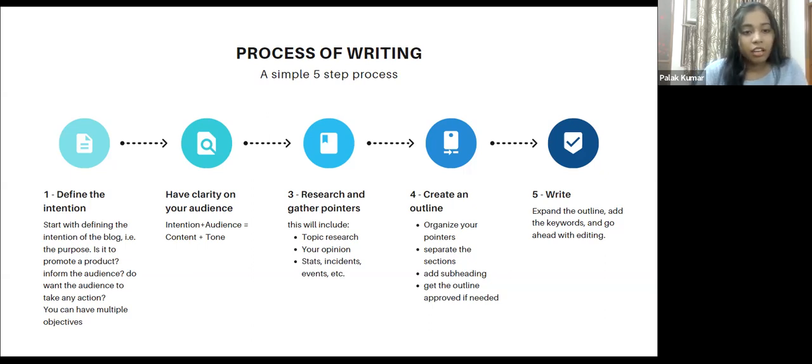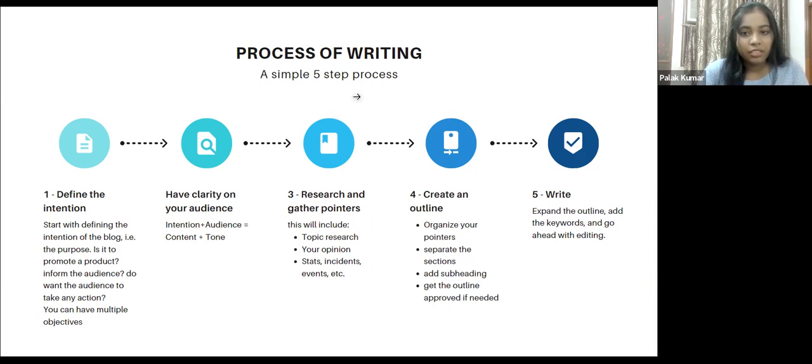The second thing is that you must have complete clarity of your audience. And I want you to note down this formula that I have written. Your intention plus audience will determine your content plus tone. So please note down, intention plus audience is equal to content plus tone. Because if you follow this formula, your blog would be on point always.